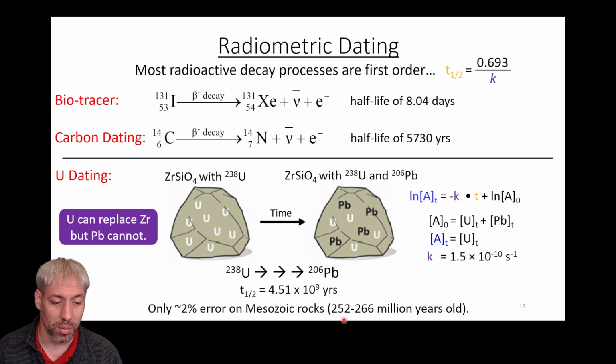And so for Mesozoic rocks, this is 250 to 266 million years old. We can date those accurately within 2% error. And so you can take separate samples that we know similar events occurred in the past, and we're going to get within 2% the age of them based on this radioactive dating.